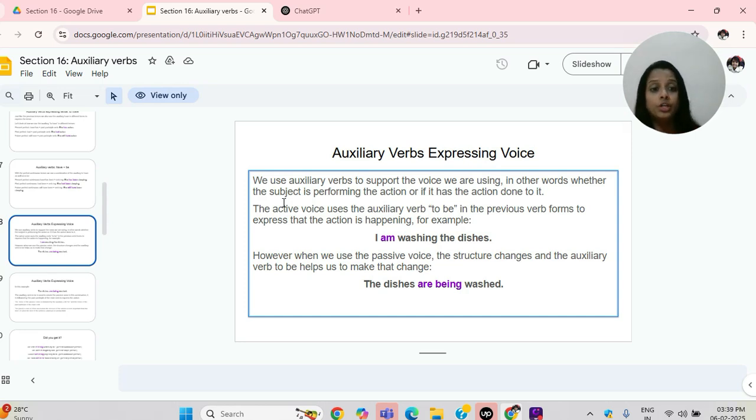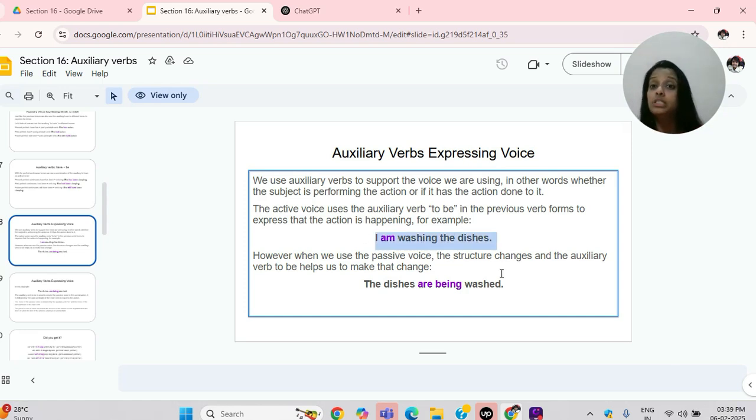When it comes to voices like passive or active voice, we always use auxiliary verbs to support it. In other words, whether the subject is performing the action or if it has the action done to it. We usually use the active voice, the auxiliary verb to be in the previous verb forms to express that the action is happening. Example, I'm washing the dishes.